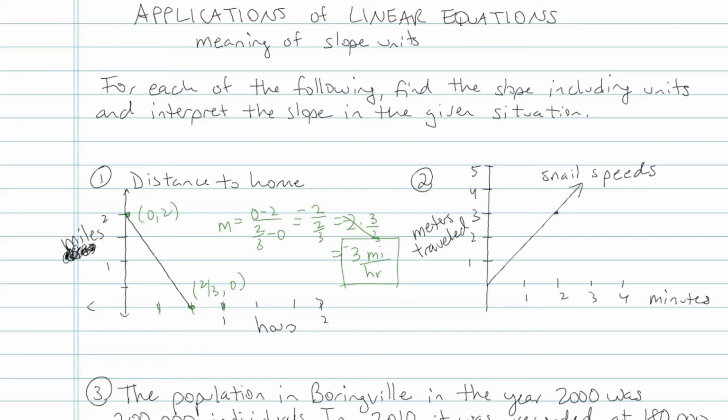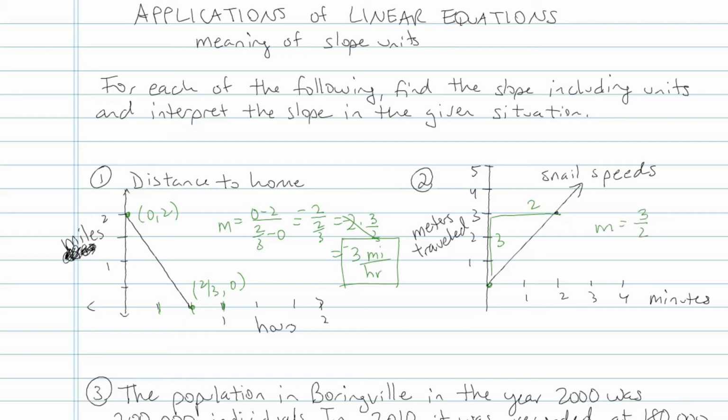Now I have a graph called snail speeds, and on my y-axis it's meters traveled, my x-axis is minutes. So if I wanted to look at the slope, it goes to the point (0, 0), so I'm just going to count rise over run. Let's see. My rise is 3, the run there is 2, so my slope number is positive 3 over 2.